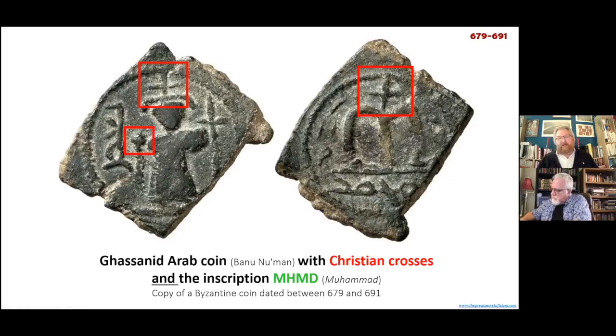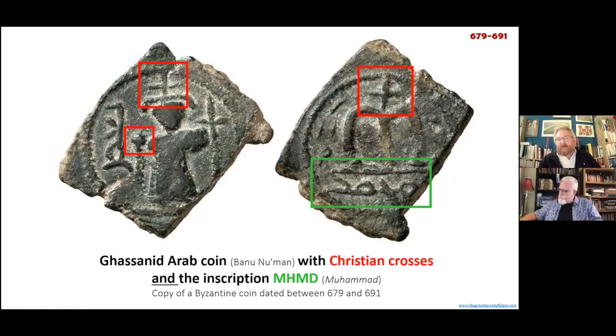So by an Arab tribe, the Ghassanids. It bears the name Banu Numan, according to, I think, caliphs again. I should have put the reference here. But there is something very, very strange about this coin: this inscription, in Arabic, it's MHMD, Muhammad, on a Christian coin. What does it mean exactly?